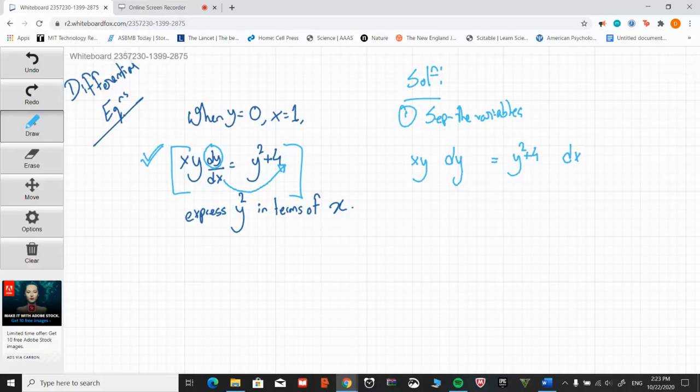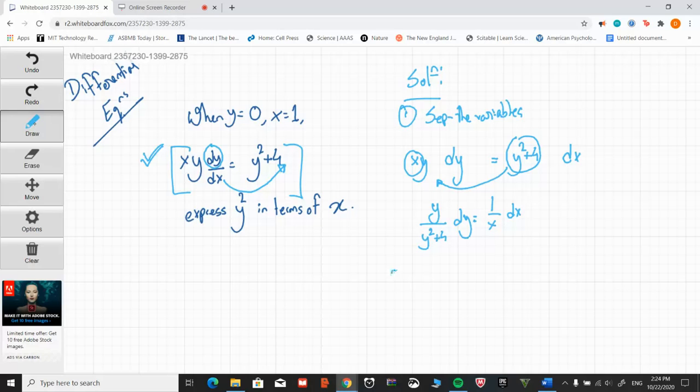Now, we're still in this step. We are still separating the variables. The next step I want to do is bring all the y's to the left and all the x's to the right. So let's take the entire thing to the left by division because it's a multiplication to the right. There you go. And what about the x? Take it to the right by division.